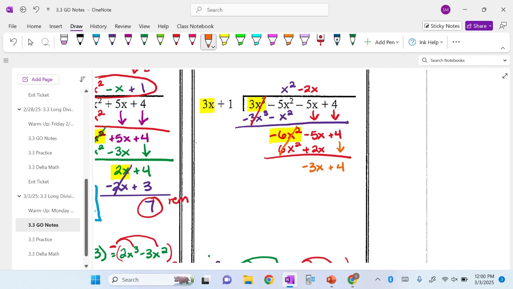Okay, guys, one more minute. Alrighty. Check your answer. So you should have ended up with negative 2x up top. And when you subtracted everything, you should have ended up with negative 3x plus 4.